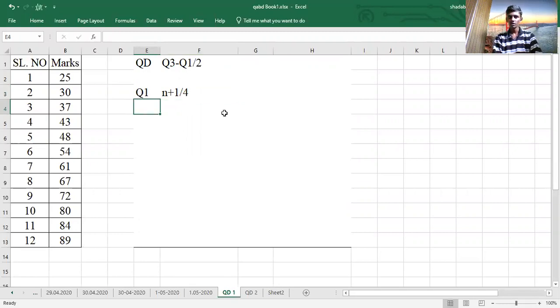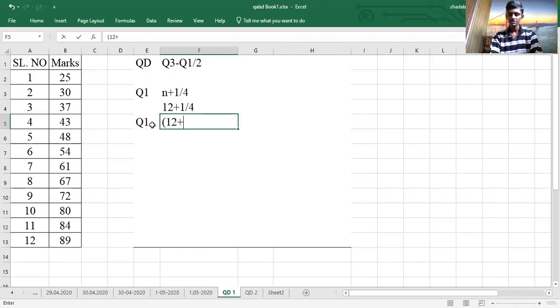Now Q1 equals the (n plus 1) divided by 4 th term. What is n? n is the total number of observations. We know the total number of observations here is 12. 12 total students are there. So 12 plus 1 divided by 4. If you simplify, you will get the Q1 value. Q1 equals (12 plus 1) divided by 4.